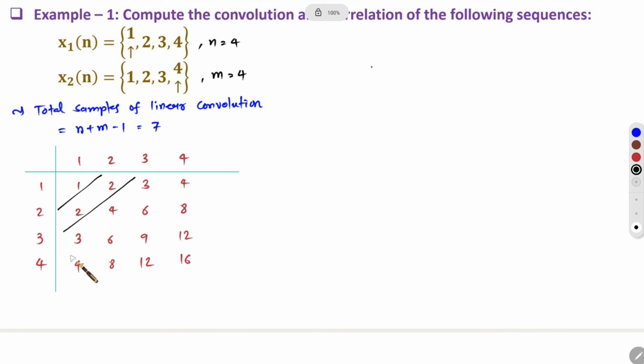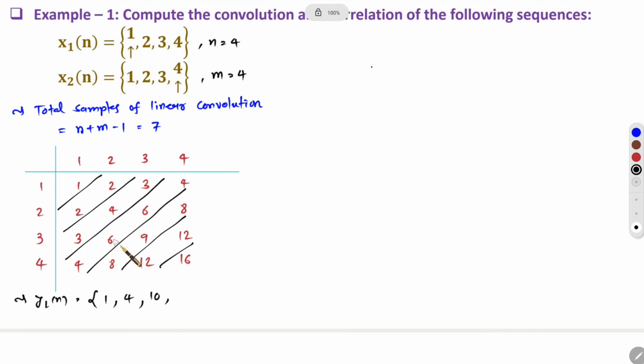Now I'll be adding elements based on the diagonals. So here we will have the linear convolution YL of n. The first element is 1. The second element is 2 plus 2, 4. The next element is 3 plus 4 plus 3, 10. The next element is 4 plus 6 plus 6 plus 4, 20. The next element is 8 plus 8 plus 9, that will be 25. The next element is 12 plus 12, 24. And the last element is 16. So you can observe in total 7 elements are there as per this calculation.